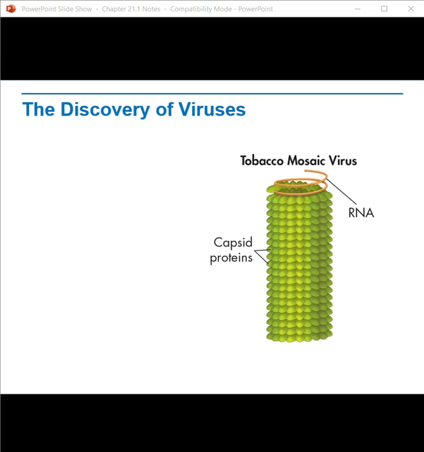All right, so let's talk about the discovery of viruses. In this picture, you have the tobacco mosaic virus, and it's showing you that there's one single strand in there, so you know that that's RNA, and then it's also labeling the capsid proteins. But right now, we're focusing on the discovery of viruses.